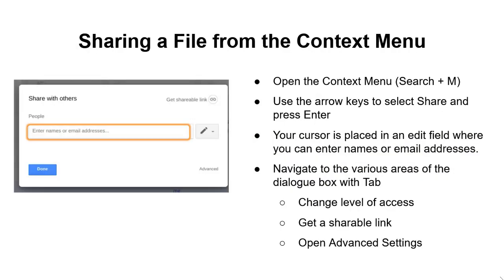Another thing you can do from the context menu is sharing a file. So you're going to again open that context menu with a search plus M and use your arrow keys to select Share and then press Enter. This is the dialog box you're going to be placed in. Your cursor will be in an edit field right away where you can enter names or email addresses of people that you want to have access to that document. Now navigating that dialog box is pretty easy. You would just use a tab, and there's a couple of places you can navigate to with that tab. One is changing the level of access, another is getting a shareable link, and the third is opening advanced settings.